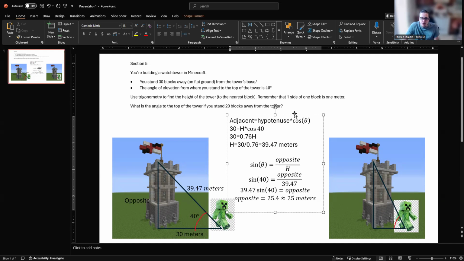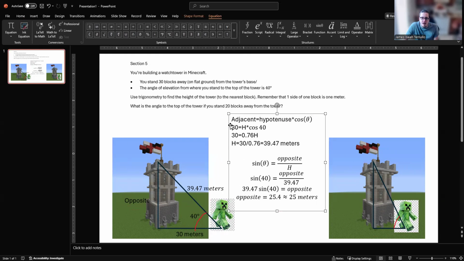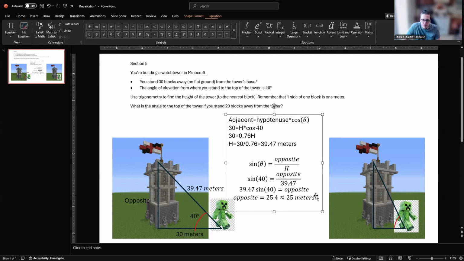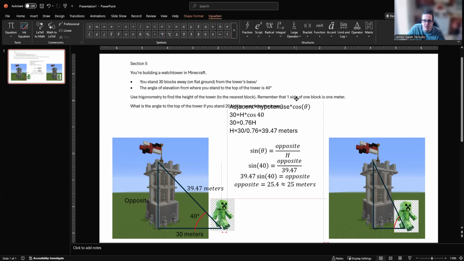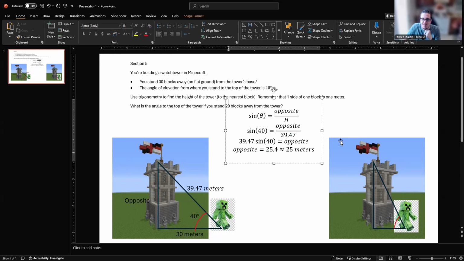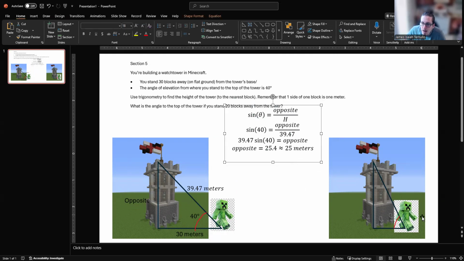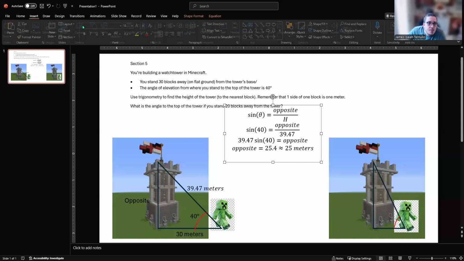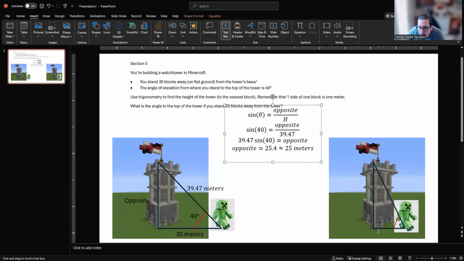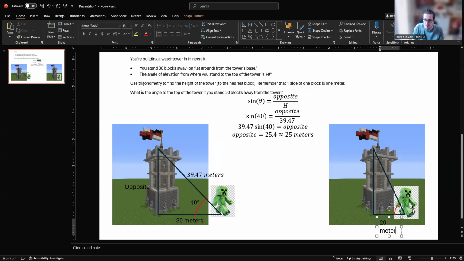So what we want to do now is find out what our angle is from the ground to the top of the tower. So let's keep some of these things. I'm going to erase this up here. Okay, so let me just mark this here. This distance is 20 meters.